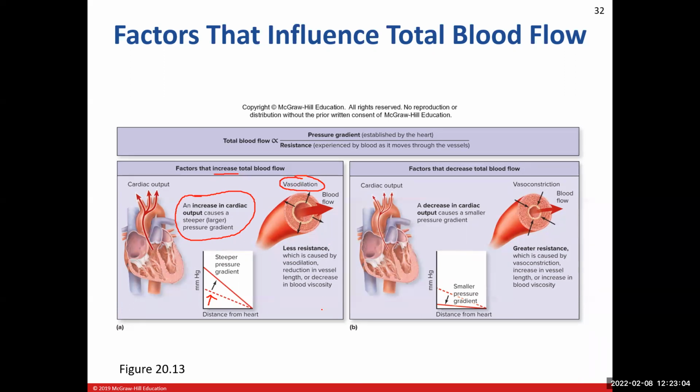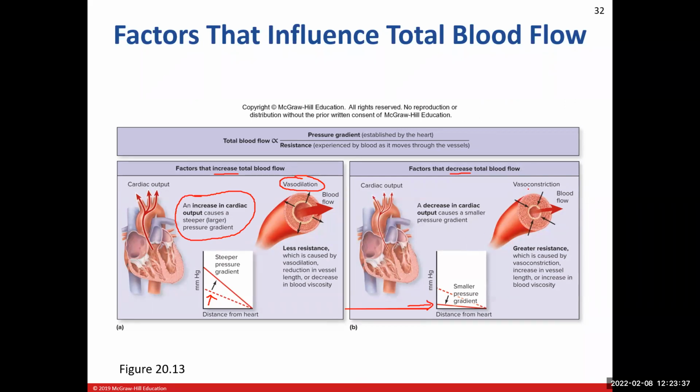Vasodilation increases blood flow, okay? Then you can see the factors that are going to decrease our blood flow. If our cardiac output decreases, say your heart starts to beat less, or your stroke volume becomes less, now our pressure gradient has dropped down, and the slope there is much less, so it is a smaller pressure gradient, okay? That is one way to decrease total blood flow.